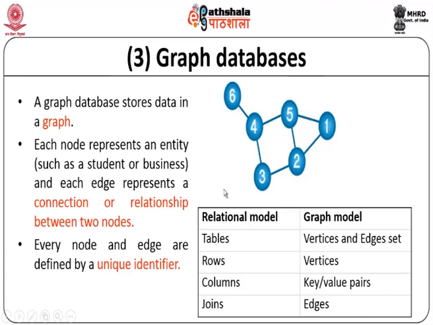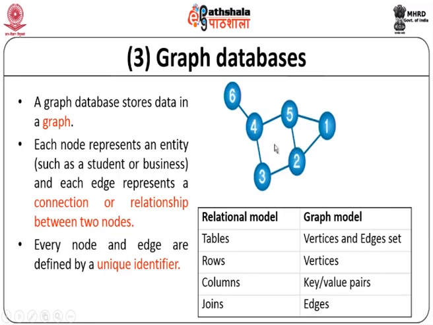So, when you take a look at the diagram here, it is an example of a graph database where it is visualized in the form of a graph. Each node in this graph can represent an entity like a student or a business or anything in the real world, and each edge that connects these nodes represents a connection or relationship between these nodes. Every node and edge in the given graph must be associated with a unique identifier.